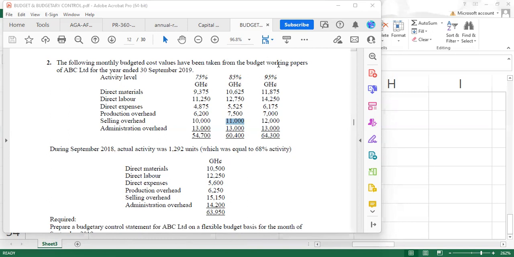If you multiply 100 by 75, how much are you getting? 7,500. What is the selling overhead cost there? What is the selling overhead cost for 75%? 10,000. What should have been the cost if it is purely variable? 7,500. So what is the meaning of the 10,000 there? 2,500. Which is what? Fixed cost.